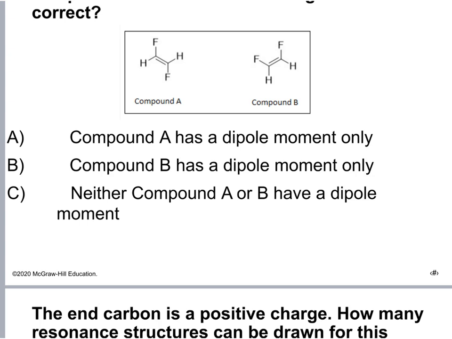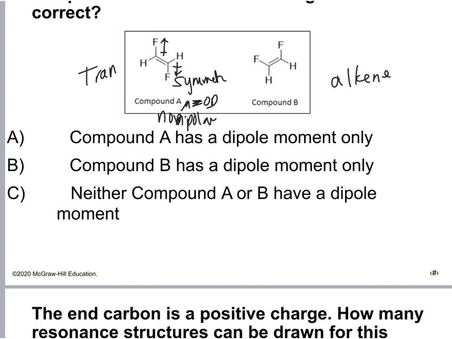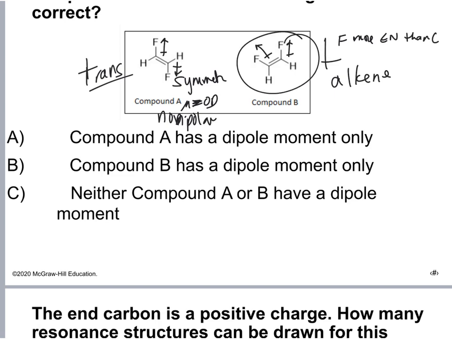Here we have alkenes, and you'll learn to draw that. This has symmetry. So this goes here, and this goes here, and that is 0 D. This is nonpolar because it has symmetry. You'll see that this is called a trans. We're going to learn the language of naming. Here, this pushes towards the fluorine because fluorine is more electronegative than carbon. And so the overall dipole here is this.